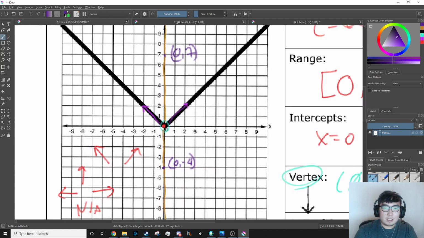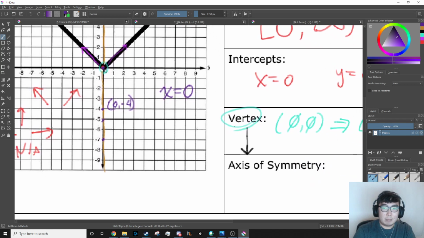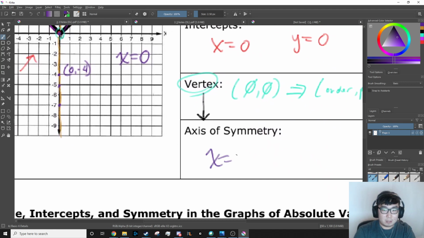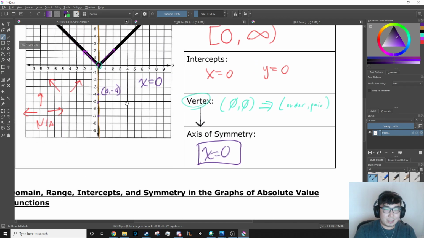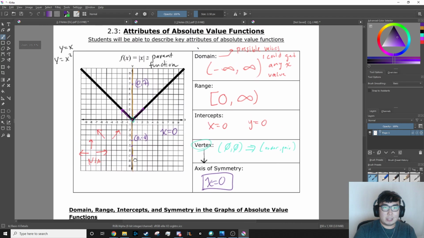The thing that these two points have in common is that x, they are both equal to 0. As in this point right here would also have x equals 0. This point also has x equals 0. So the way that we write this line that goes up and down is actually x is equal to 0, because all of my points are going to have x equals 0 for their coordinate in that line. So that's pretty much just the attributes of the parent function.